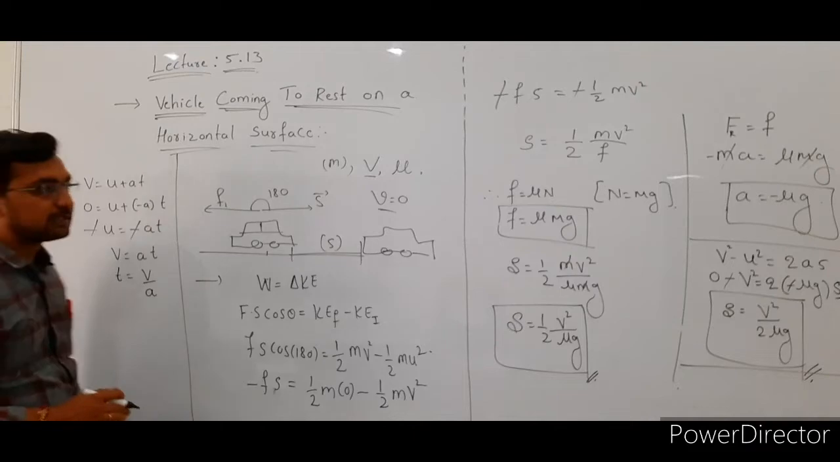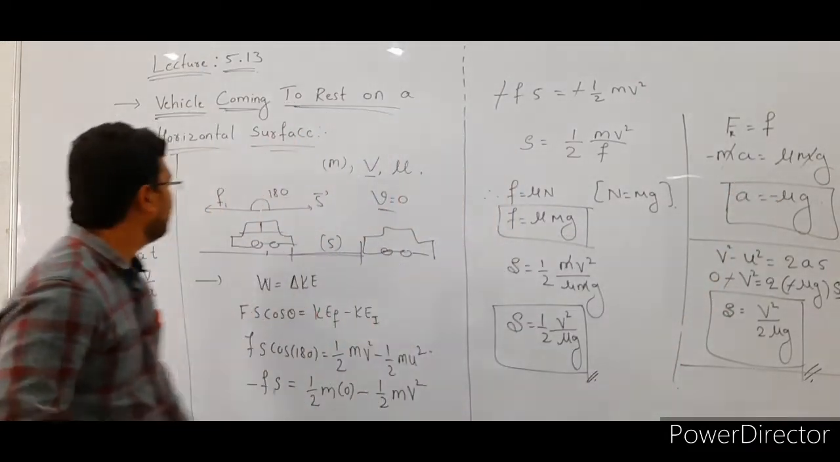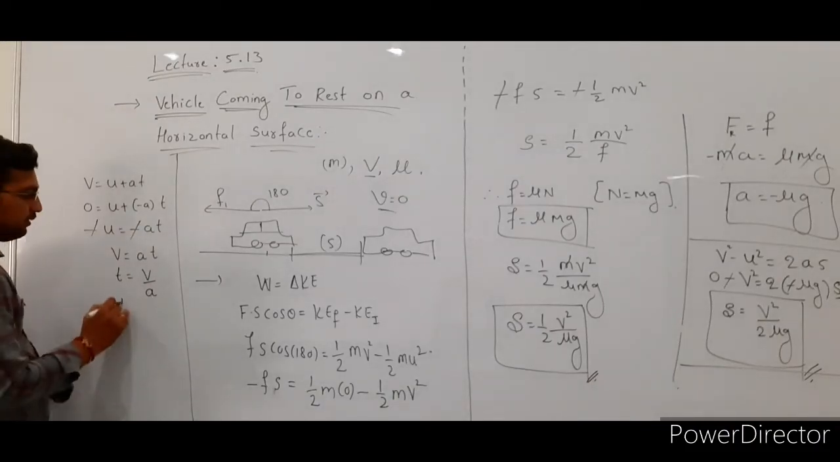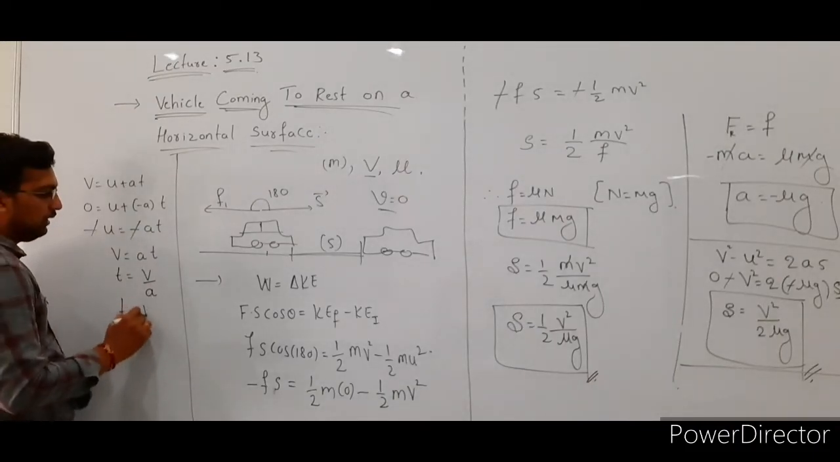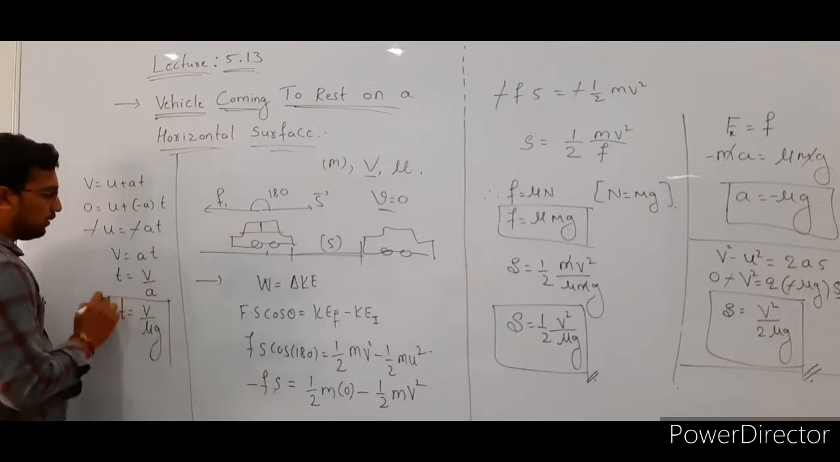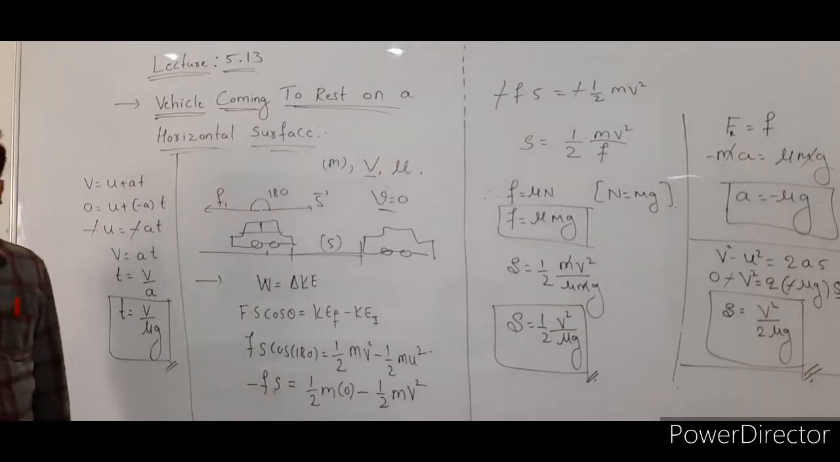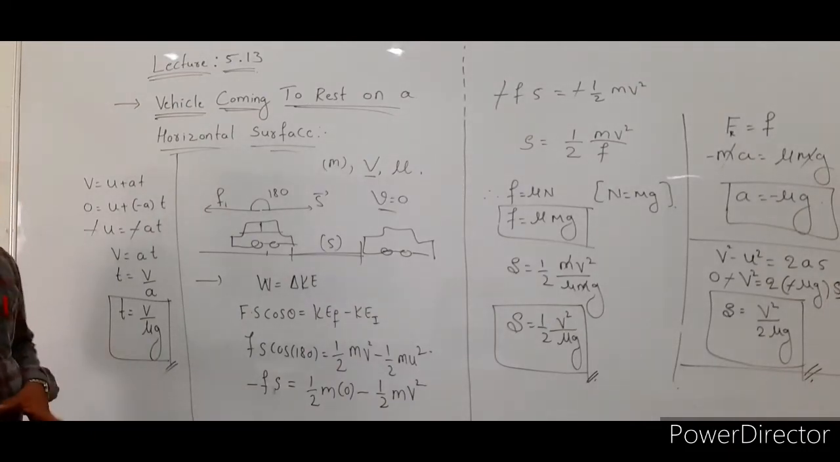So then what is the acceleration of the system here? The acceleration of the system is mu into g. Then t is equal to v divided by mu into g. So this is the stopping time. The minimum time taken by the vehicle to come to rest is known as the stopping time.